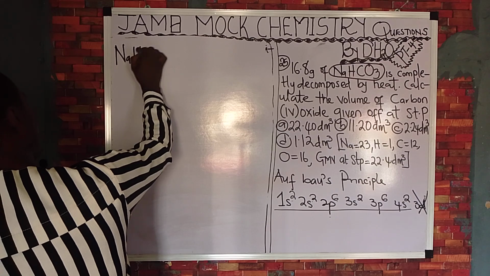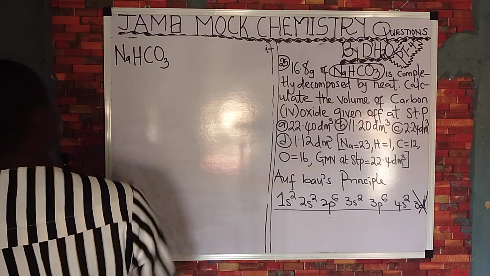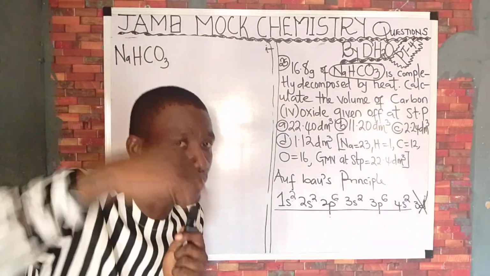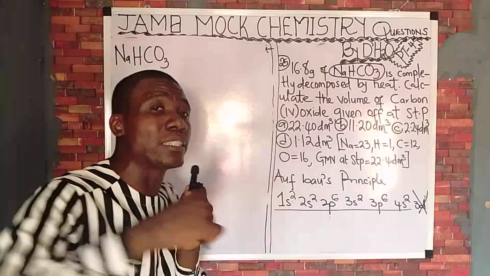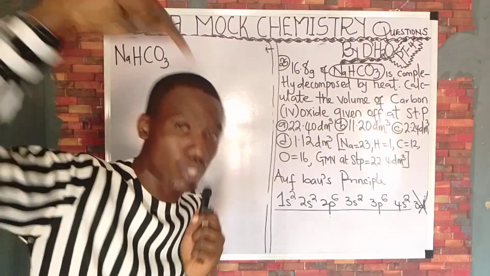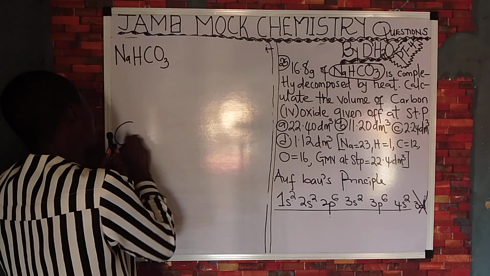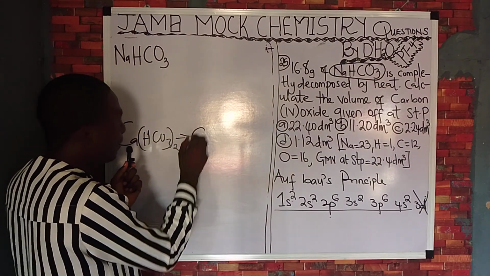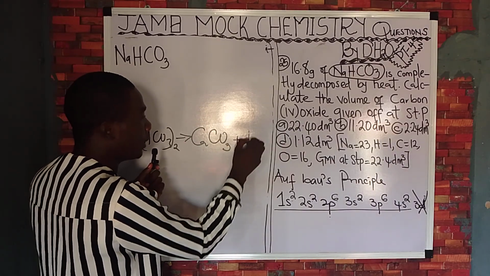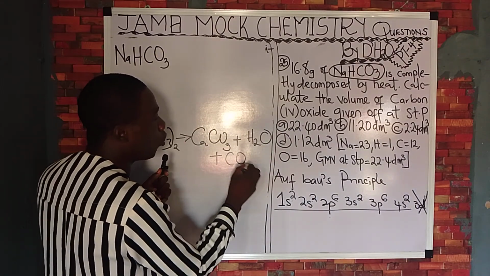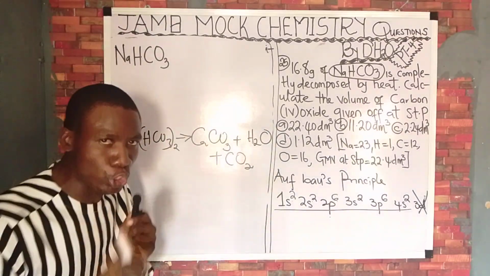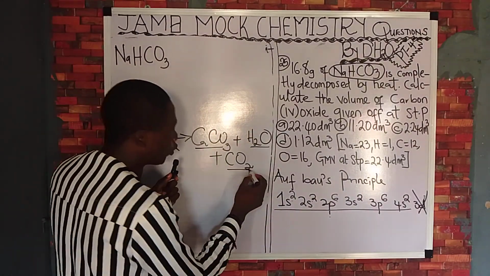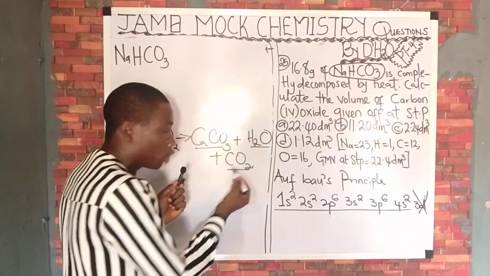Sodium hydrogen trioxocarbonate(IV). Now, you should know that whenever a metallic hydrogen carbonate decomposes, what you are going to get is a metallic carbonate plus water plus CO2. For instance, if I have calcium hydrogen trioxocarbonate(IV) and it decomposes, I must have CaCO3 plus H2O plus CO2. This is the product. So the decomposition of a metallic hydrogen trioxocarbonate(IV) will give us this, this, and this. There must be carbonate, there must be water, and there must be carbon dioxide.